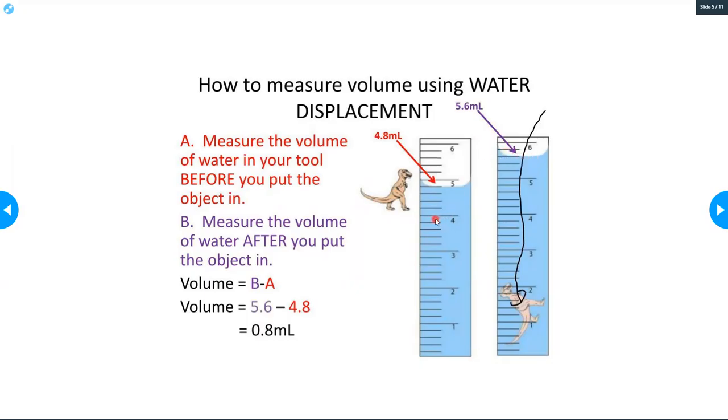As you can see, this is in twos: 4.2, 4.4, 4.6, 4.8, 5. So the bottom of this curve is at 4.8. Here, 5.2, 5.4, 5.6. The bottom of the curve is at 5.6. When you do the math, the difference, or how much the water level rose after the dinosaur was dropped in, is 0.8 milliliters. This is very important for your test. There's a video on how to measure displacement in week 6, day 2. It's also in the CBA review folder.